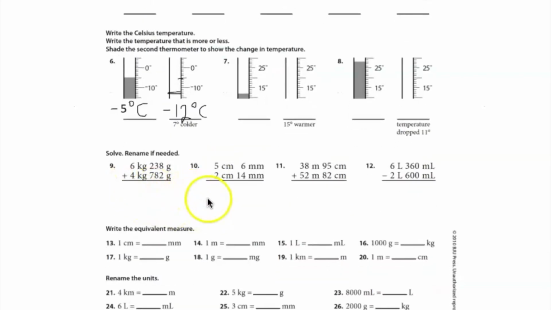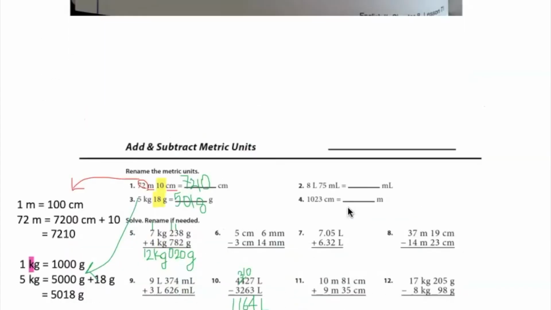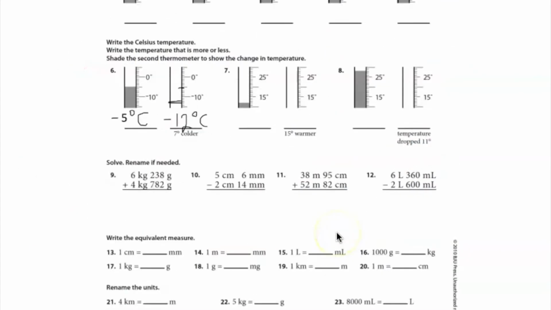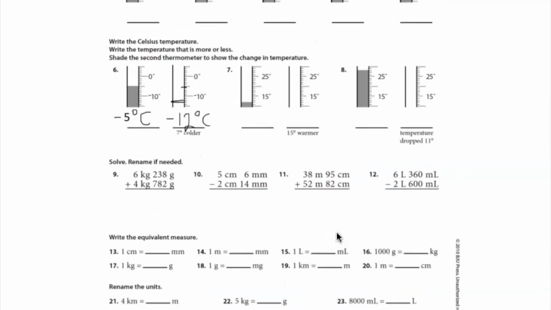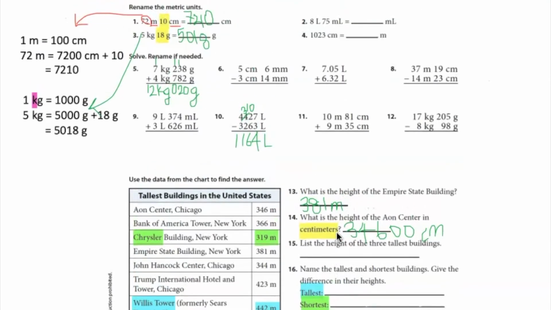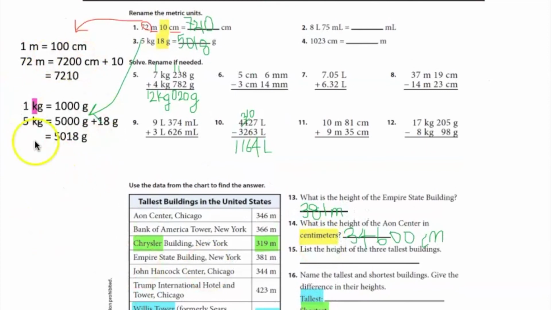And number 9, 10, 11, 12, it's pretty much the same as what we did over here. And for number 13 to 26, it's just renaming the units. And if you need some help, you can always look at the previous page and remember the conversion units.